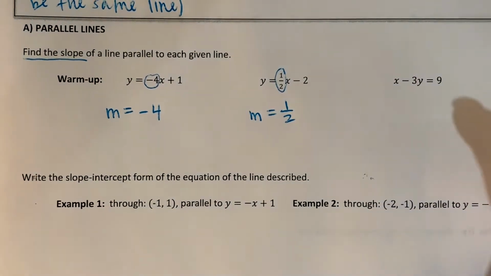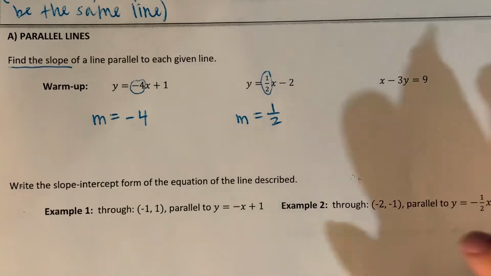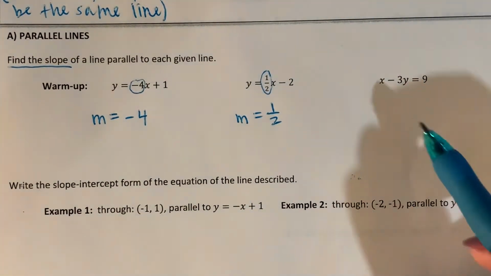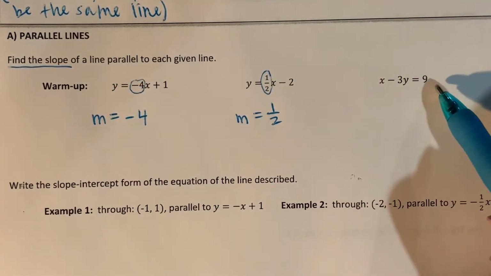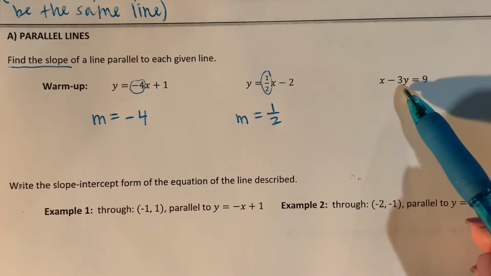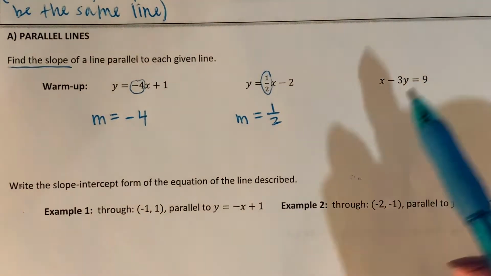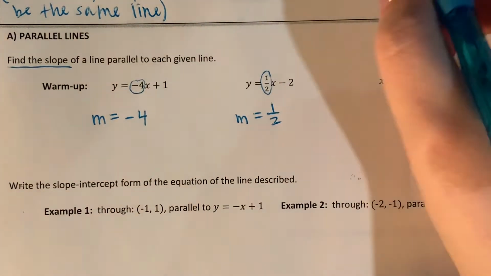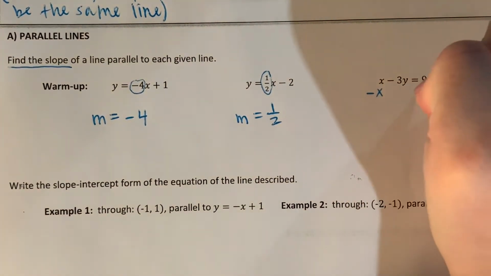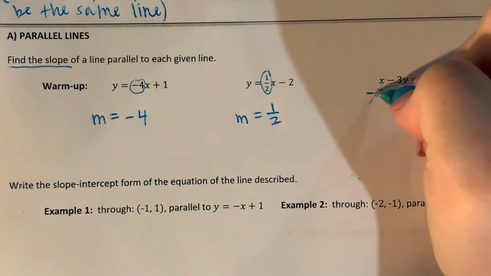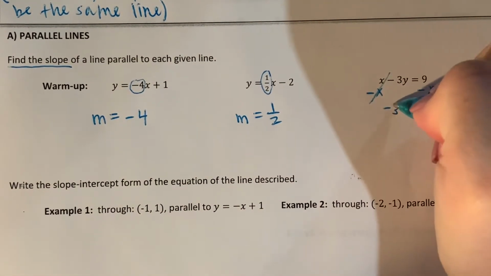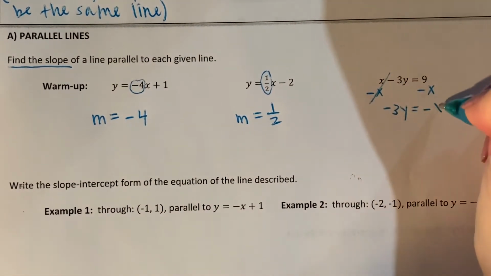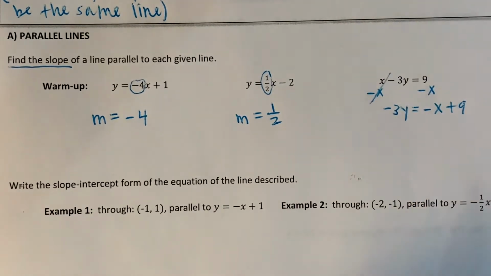For my last warm-up here, my equation is not in slope-intercept form. So I need to move this equation to be in slope-intercept form. I need it to be in y equals mx plus b. So the first thing I need to do here is move this x to the other side. So I can do minus x on both sides. And I'll get -3y equals -x plus 9.